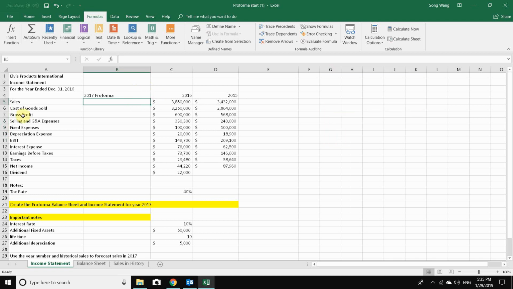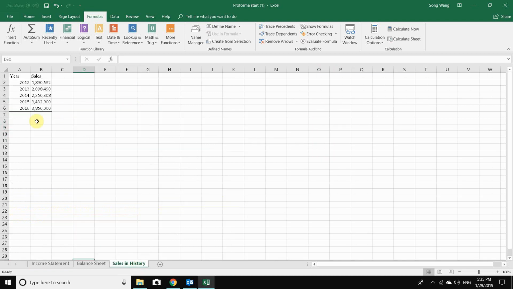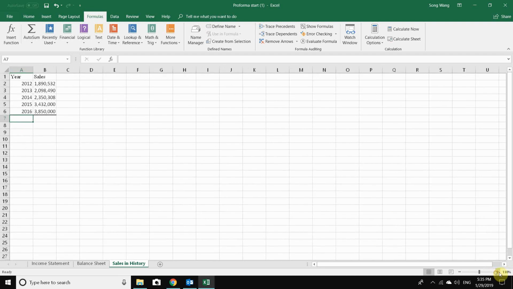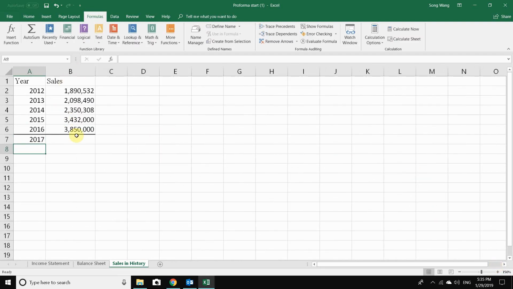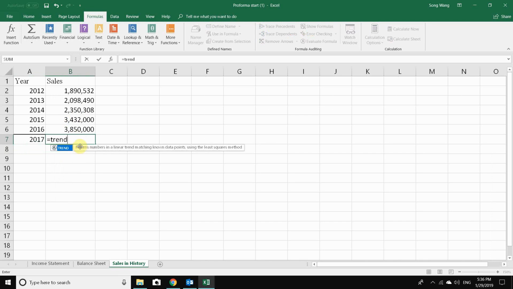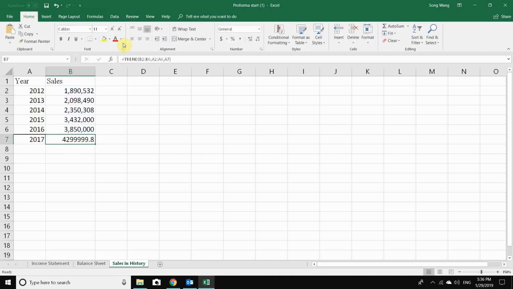And also we have a forecasted sales. So for the sales in history, we're gonna forecast for the new year of 2017. I'm going to use the trend function, and my y's would be the sales, and my x's would be all the years, and I have a new year as a forecaster. The forecasted would be this new sale. So I'm going to change the format a little bit. So this is $4.3 million is my sale in the next year.